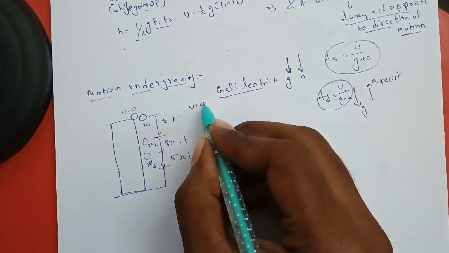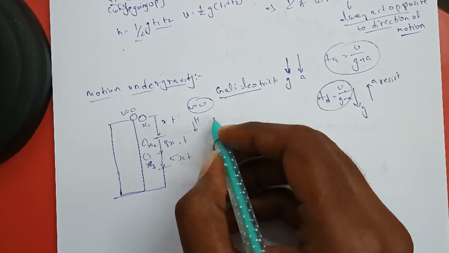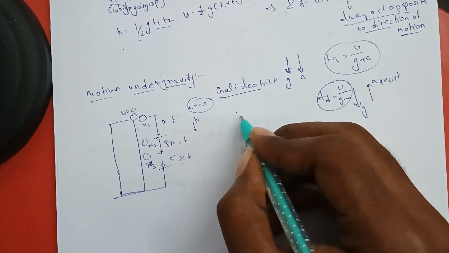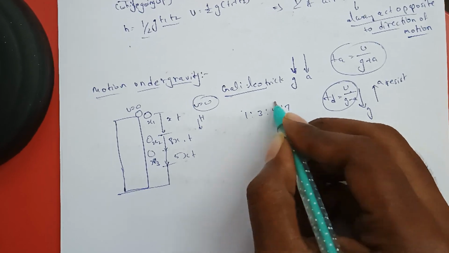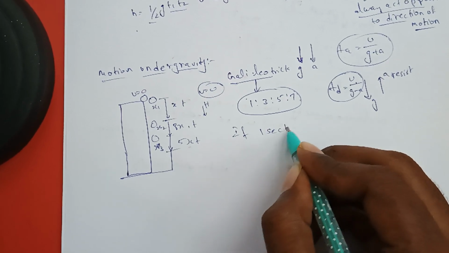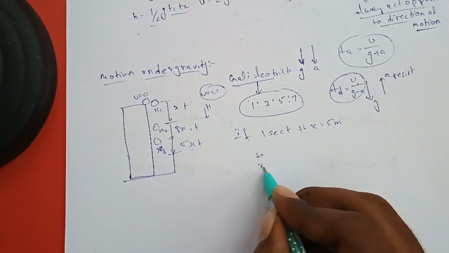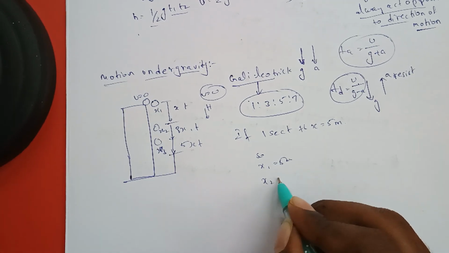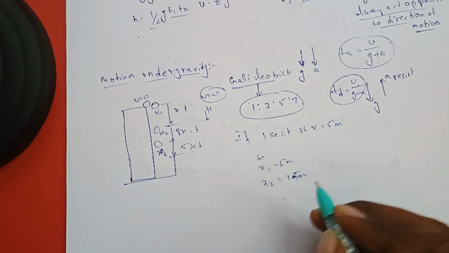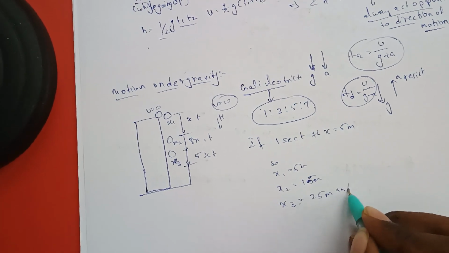If initial velocity is equal to 0, a body moves from height h. Distance moved by the object in equal time intervals is 1:3:5:7, which is Galileo's trick. If in the first second the body travels distance x equal to 5 meters, then the second second will be 15 meters, which is 3 times the initial distance. The third second will be 5 times, 25 meters, and so on.